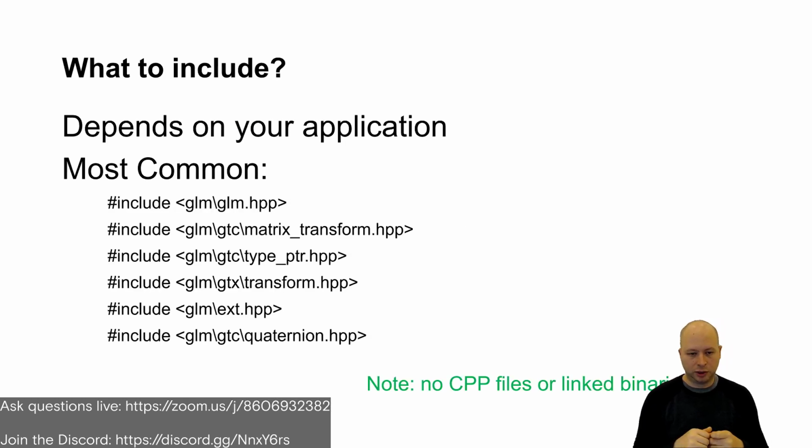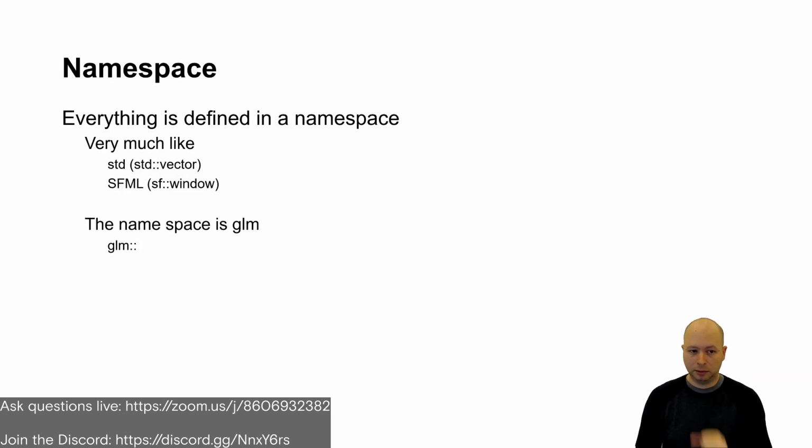So to get it to work, these are the most common GLM headers that you'd include, such as the glm.hpp, matrix, type, pointers, transform, the extensions, and the quaternion. Quaternion in particular being a very useful one. It doesn't use any C++ code or linked libraries, and that makes GLM very easy to integrate and use in most applications. It's really a cut and paste kind of thing.